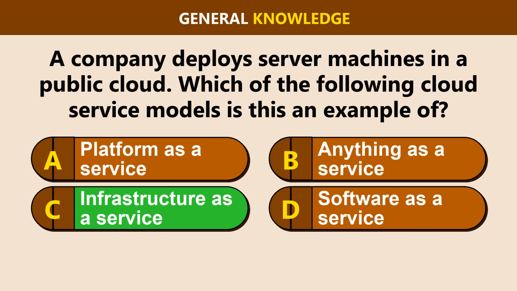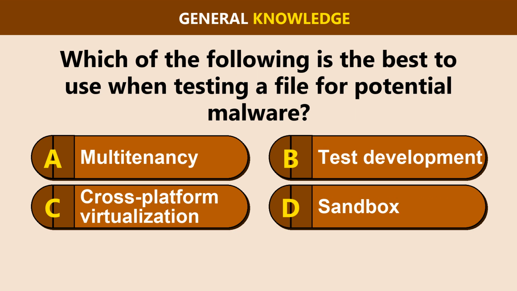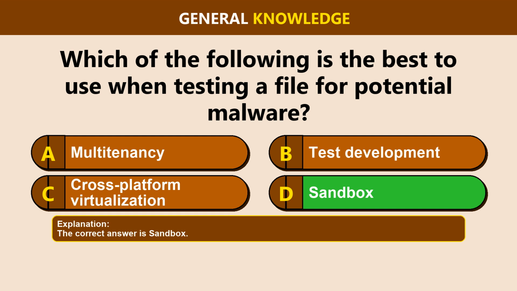Infrastructure as a service. The correct answer is infrastructure as a service. Question 56. Which of the following is the best to use when testing a file for potential malware? Option A, multi-tenancy. Option B, test development. Option C, cross-platform virtualization. Option D, sandbox. The correct answer is option D. Sandbox.